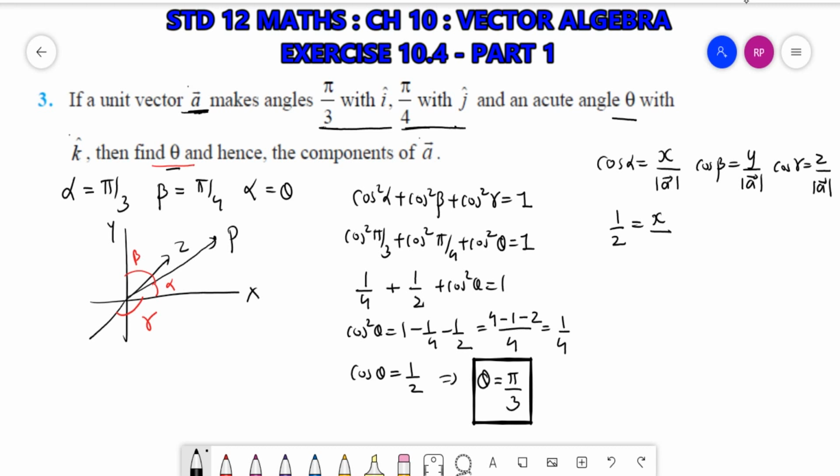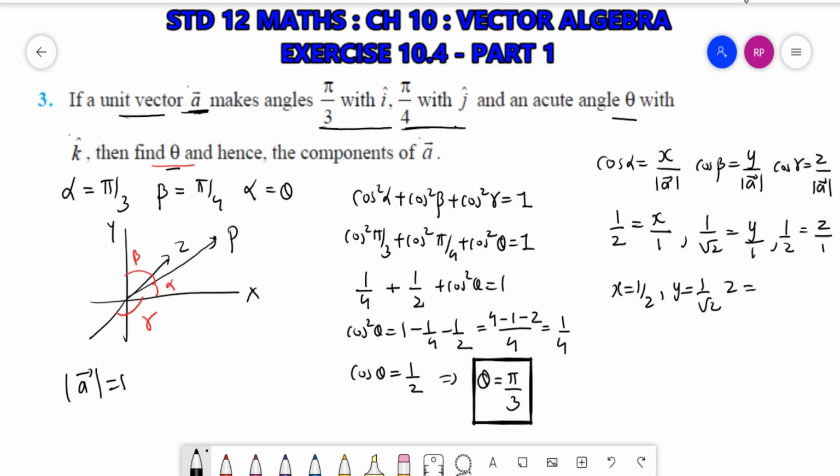So the value of cos pi by 3 is 1 by 2 equal to x. And what is the modulus of A? It is given a unit vector, so the modulus of A is equal to 1. X is equal to 1 by 2. Cos beta, beta is pi by 4, so cos beta is 1 by root 2. So 1 by root 2 is equal to y by 1. And cos gamma, that is pi by 3, so cos pi by 3 again 1 by 2 equal to z by 1. So x equal to 1 by 2, y equal to 1 by root 2 and z equal to 1 by 2. These are the components of vector A.